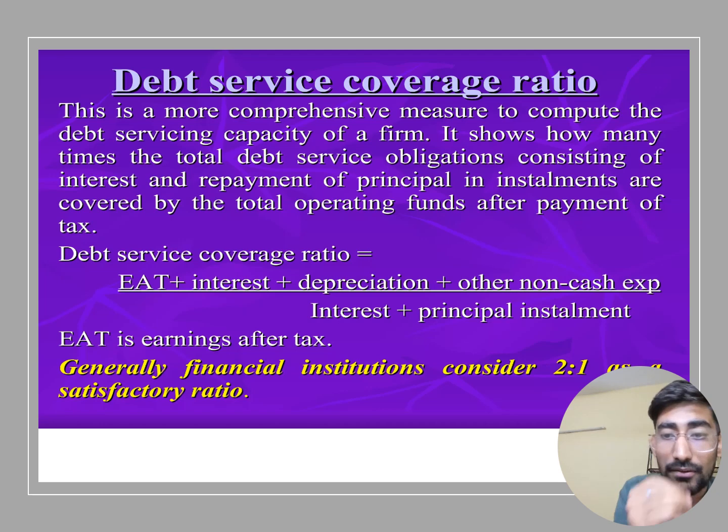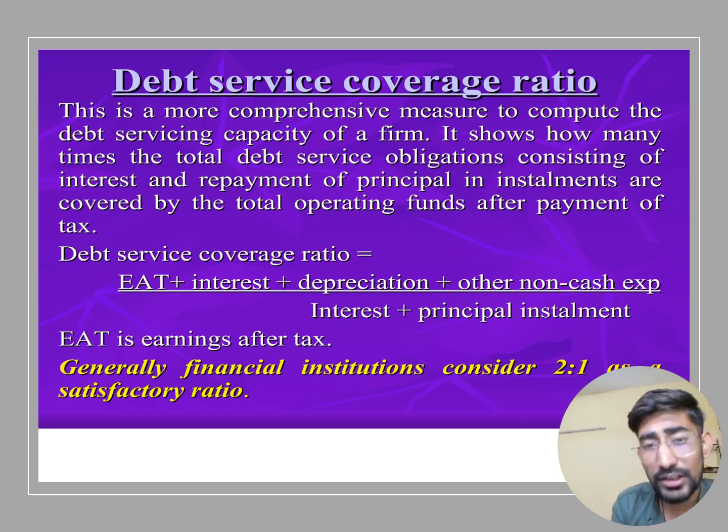That means we will do the back calculation. After payment of tax, we get our earning after tax, and then we include the interest and depreciation. As we know, depreciation is a non-cash item, so we have to add our depreciation back, plus all the non-cash expenses. And that is divided by the interest plus principal installment, that is, the principal installment that you have paid. So EAT is earning after tax, and generally the financial institutions consider 2:1 as a satisfactory ratio.